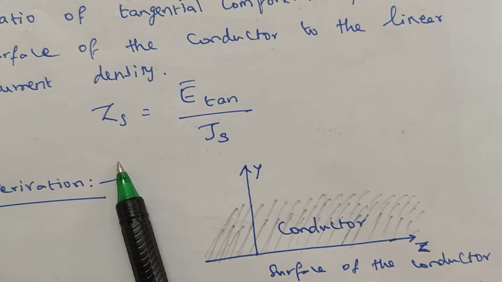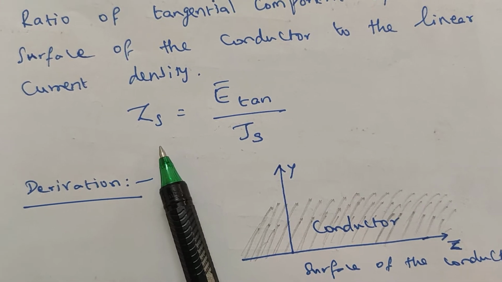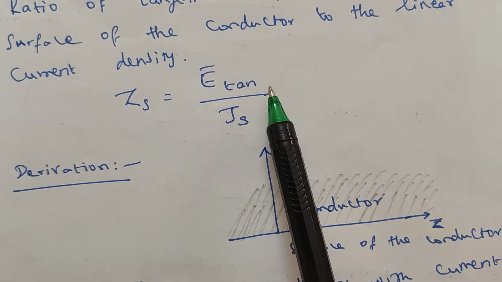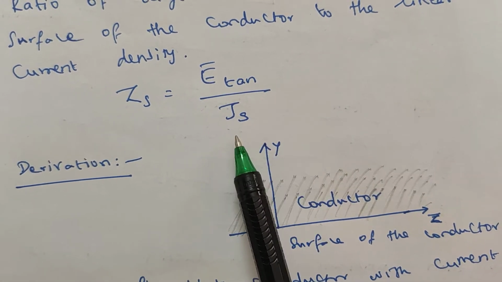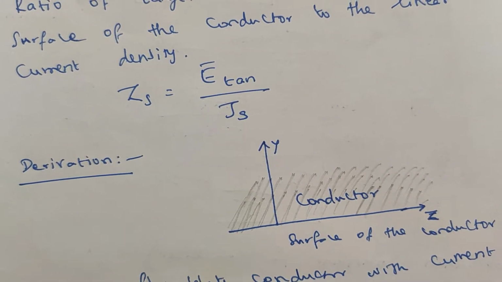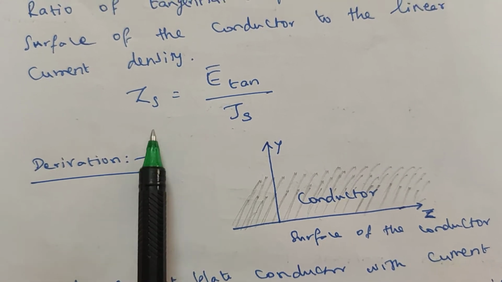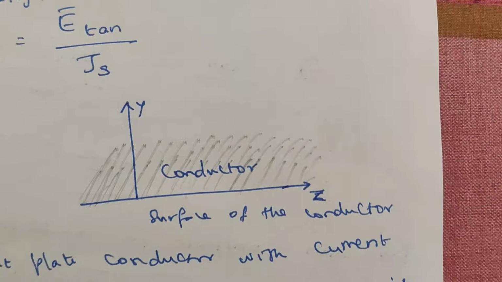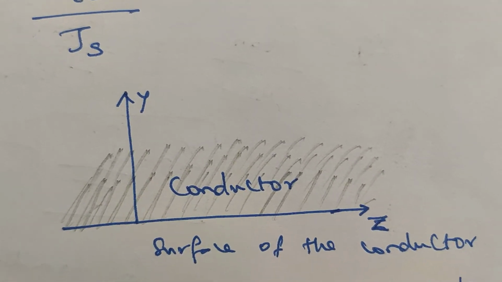It is given by the formula Zs is equal to E tan divided by Js. That means tangential component of electric field intensity divided by surface current density. Now let us derive the value of this Zs. To derive the value of Zs, we are considering a flat conductor like this.